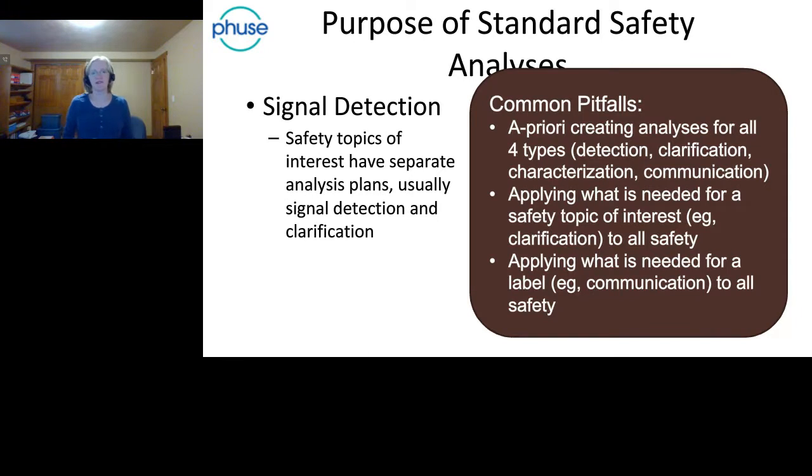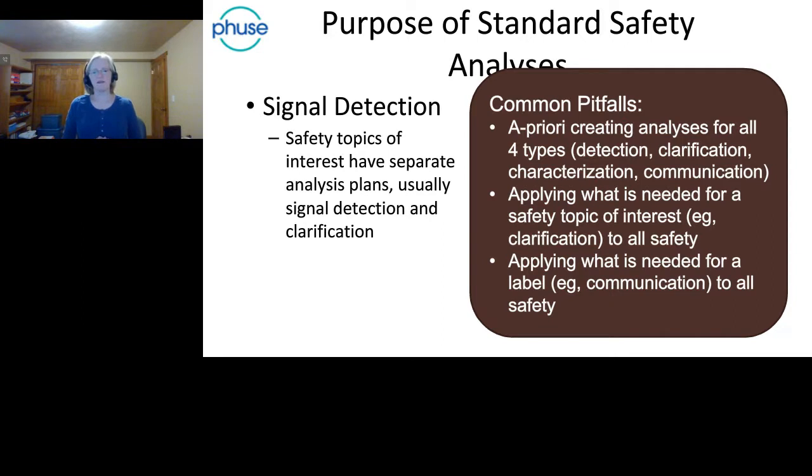So the purpose of standard safety analyses is signal detection, right? Safety topics of interest might have separate analysis plans, and usually that is more in the signal detection and clarification. A lot of our standard safety analyses are designed for looking for the unexpected things, right? Something that you've already identified that could be expected or of interest might have its own analysis plan. So it is all about signal detection.